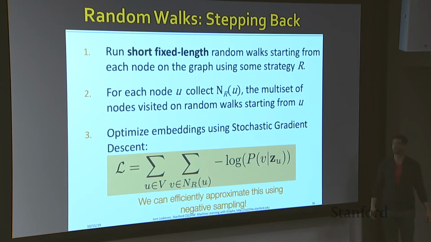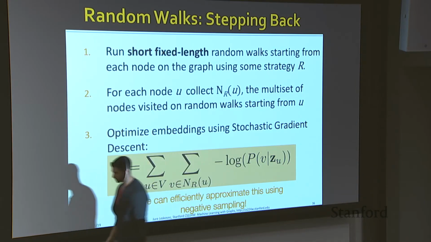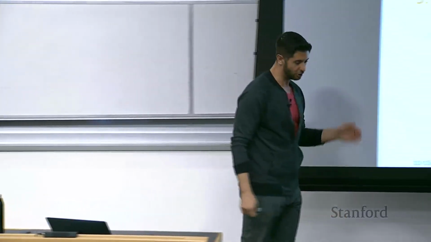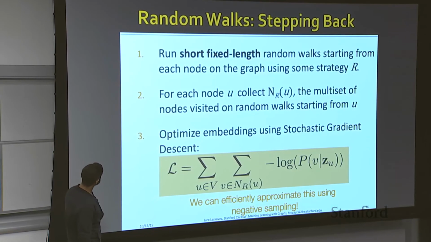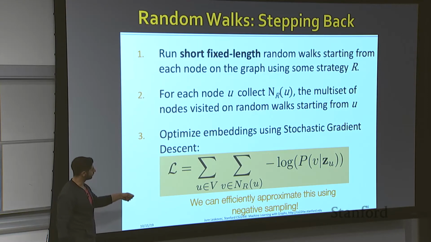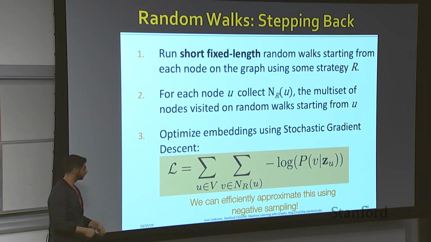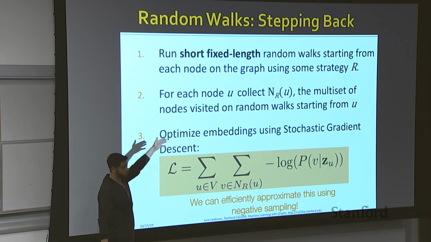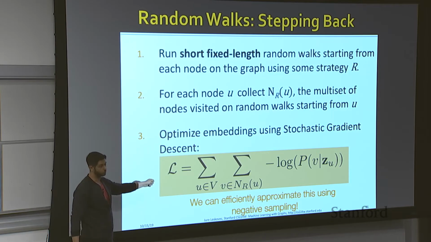Okay, so let's put everything together. I know this was dense, but it's a pretty cool technique. So how do we do this now step by step? Let's take a high-level overview once again. We're running our short fixed-length random walks. We start from each node on the graph, and then we decide a strategy R on how this random walk should be traversing or exploring the graph. Then for each node u, we're collecting the multiset of the nodes visited in that random walk, okay?